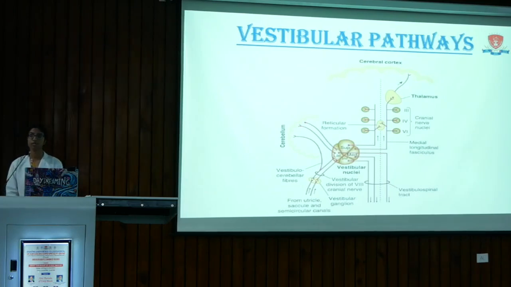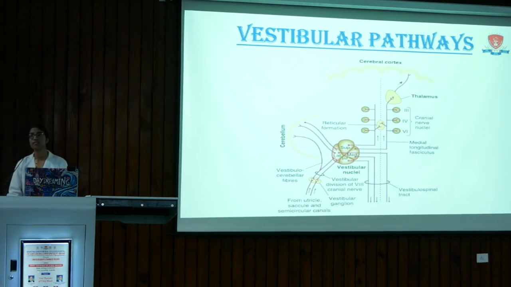The sensations of linear acceleration and angular acceleration from the hair cells of the utricle, saccule and the semicircular canals are conveyed to the vestibular ganglion, also known as the Scarpa's ganglion, from which the vestibular division of the 8th cranial nerve takes the stimulus to the vestibular nuclei. The vestibular nuclei are composed of 4 subnuclei, namely the superior, medial, inferior and lateral nuclei.